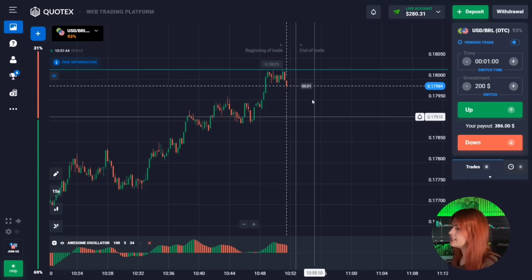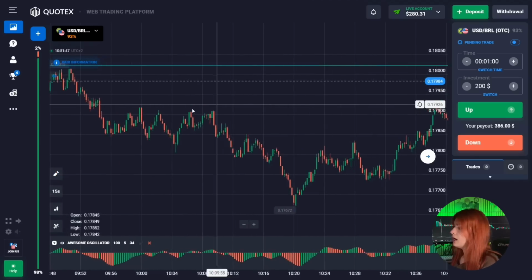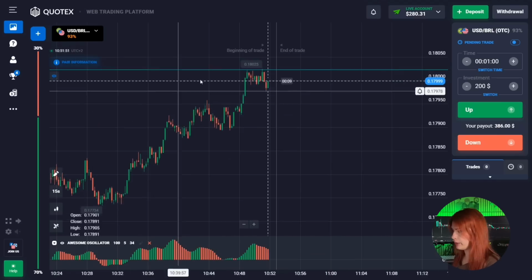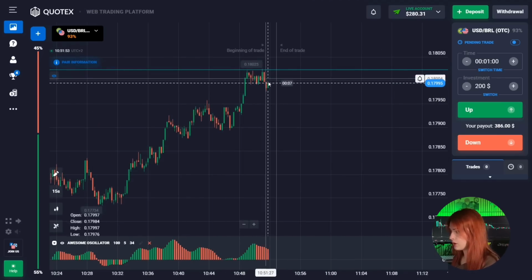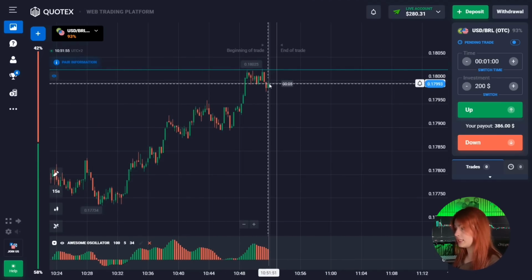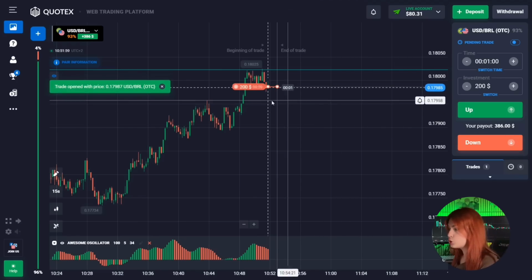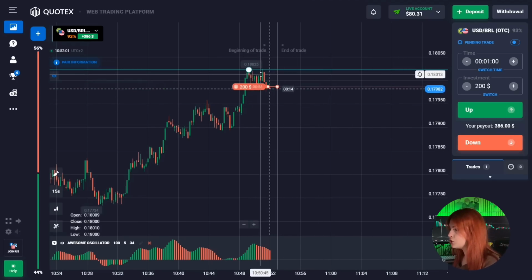So from above, we can see the resistance level. The price has already touched this level before and there have been downward pullbacks. At the moment, the price has pushed off from this level and red candlesticks are forming. Here we will open a deal to go down for 1 minute. Guys, for sure the price will continue to move down in the near future.